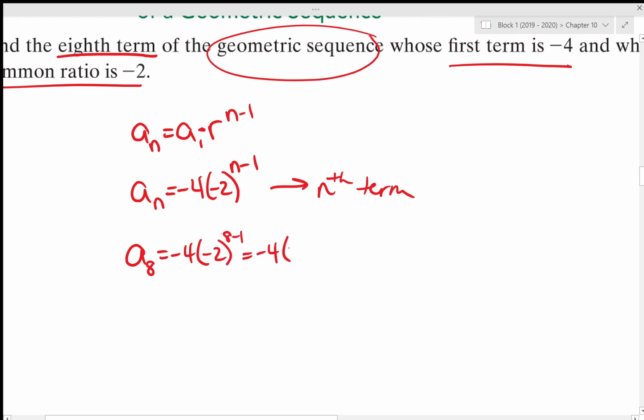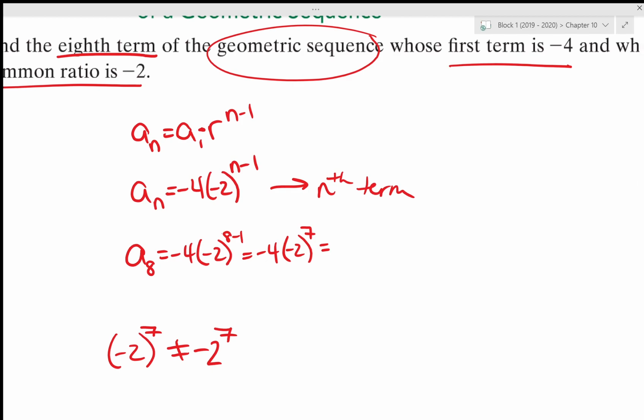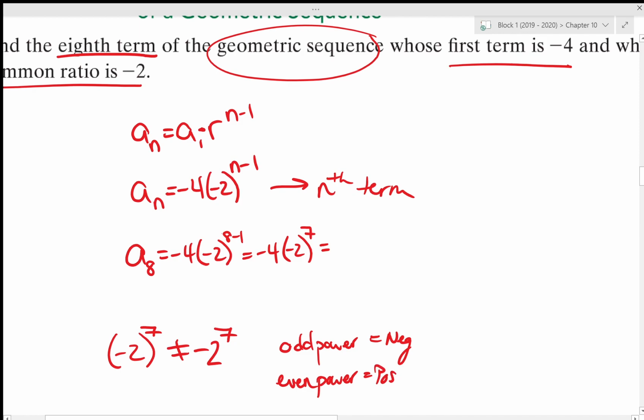So follow my PEMDAS, it's negative 2 to the 7th, which remember, when you do this in your calculator, make sure you're writing in parentheses negative 2 and then to the 7th. If you put negative 2 to the 7th without parentheses, it will not take that negative into consideration when raising it to the power. Another thing to keep in mind, if it's an odd power of a negative, you're going to get a negative answer. If it's an even power of a negative, you're going to get a positive answer. Just something to keep in mind.